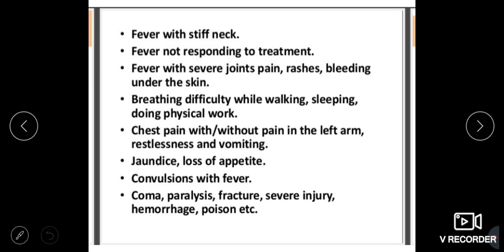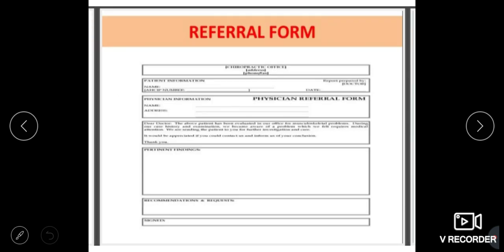Then fever with stiffness, fever not responding to treatment, fever with severe joint pain, breathing difficulty, chest pain, jaundice, convulsion, coma. Now we can add COVID-19 signs and symptoms also. This is a form of referral system that depends upon each center. There are small differences, but it should mainly contain patient name, date of birth, date, name, OP, and the physician's reason for referral. Why is the physician referring from one center to another? All this content should be in that referral form.